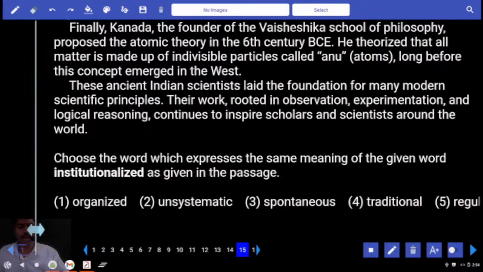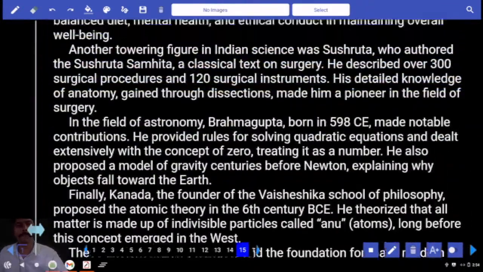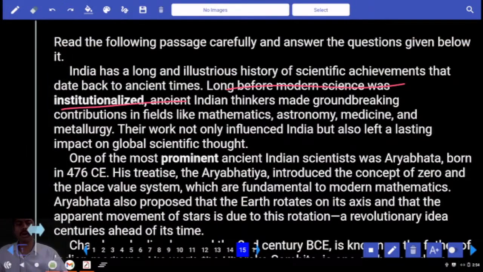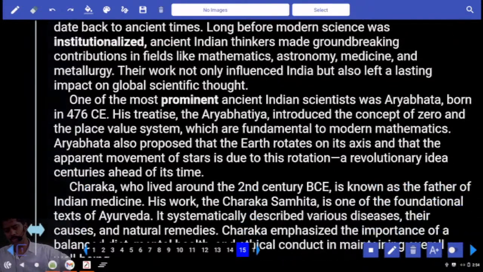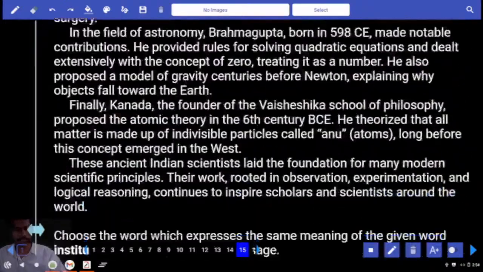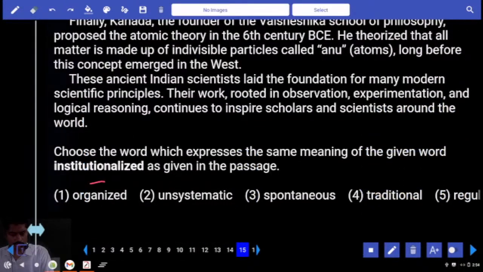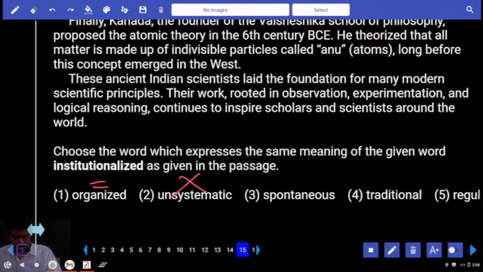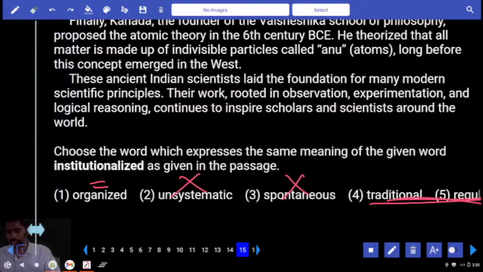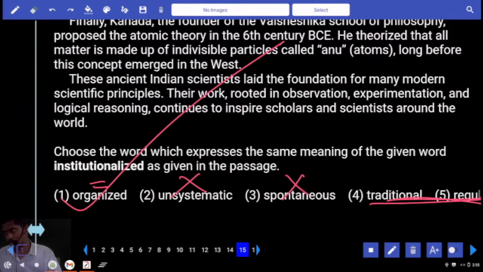Institutionalized means what? Organized, unsystematic, spontaneous, traditional, regular. Where is this in the context? Long before modern science was institutionalized, ancient thinkers made groundbreaking contributions in the fields like mathematics, astronomy, medicine, and metallurgy. Institutionalized means organized, yes. Unsystematic, opposite. Spontaneous, on the spot, no plan, nothing. Traditional, regular, both are synonyms. Answer 1. Institutionalized is equal to organized.